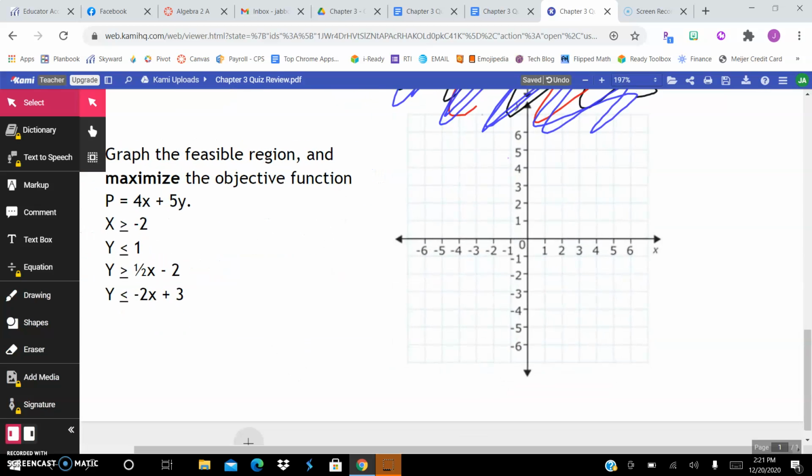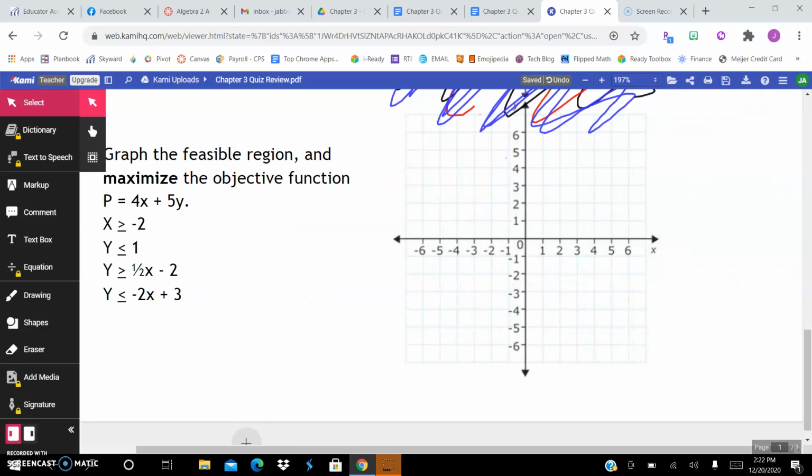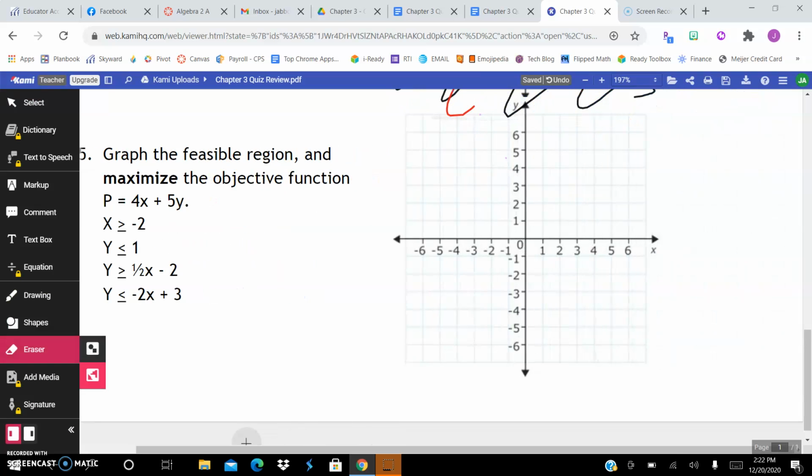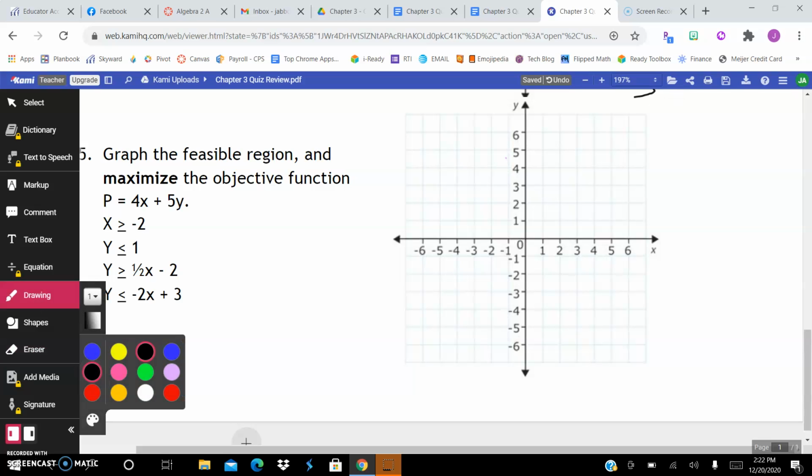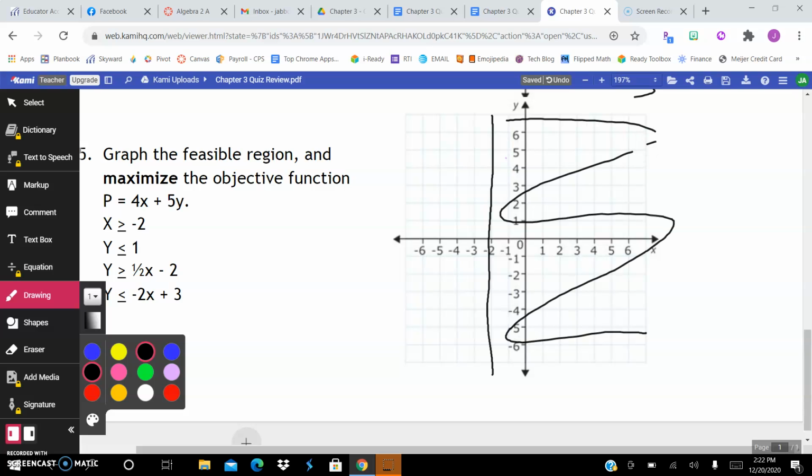And I am going to erase some of these lines since they're on our graph here. All right, we have to graph these 4 lines, and then we have to maximize the objective function p equals 4x plus 5y. So x is greater than or equal to negative 2. So we're going to put a line through negative 2. And x is greater than, so we're going to shade to the right. So anything over here is shaded.